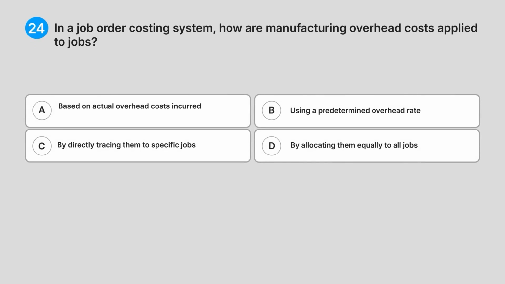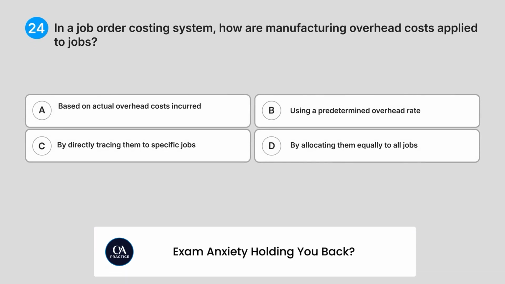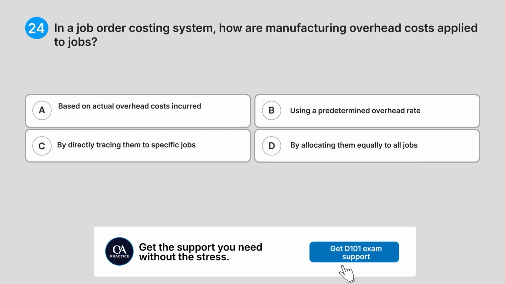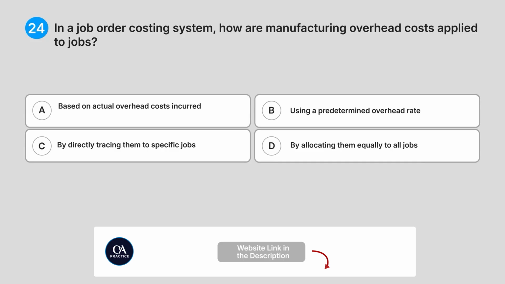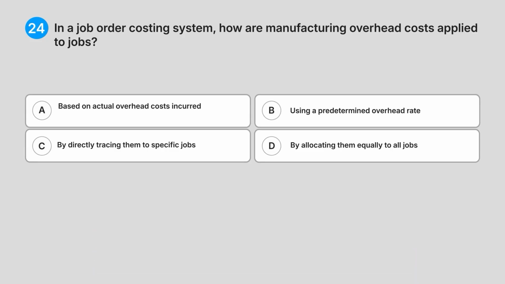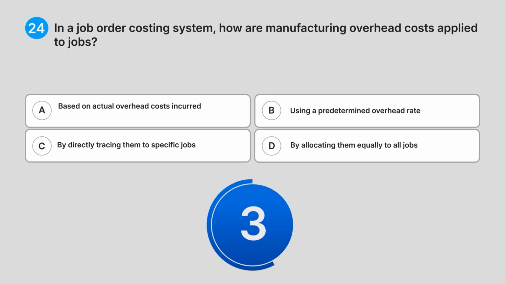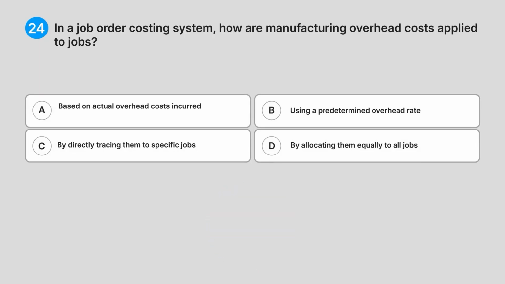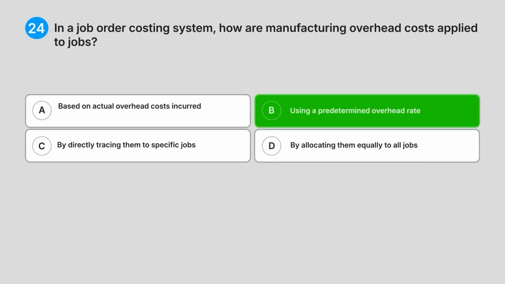(24) In a job order costing system, how are manufacturing overhead costs applied to jobs? A. Based on actual overhead costs incurred. B. Using a predetermined overhead rate. C. By directly tracing them to specific jobs. D. By allocating them equally to all jobs. Can you guess the answer? Correct answer. B. Using a predetermined overhead rate.